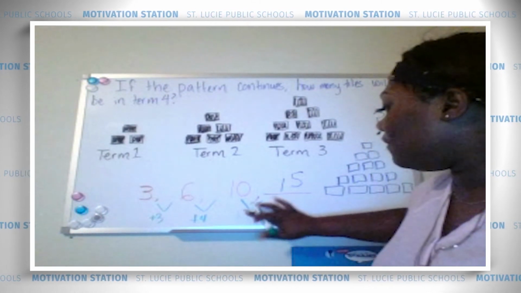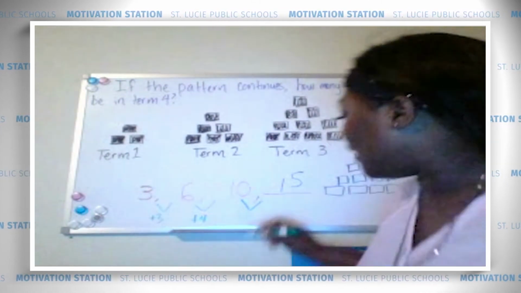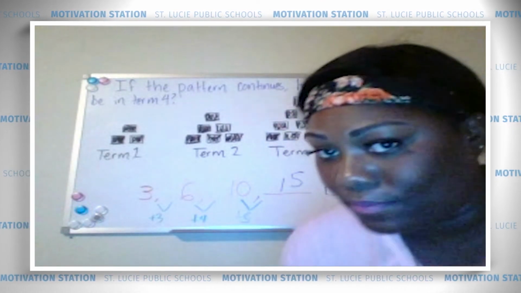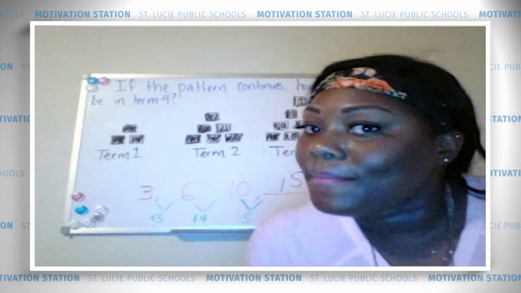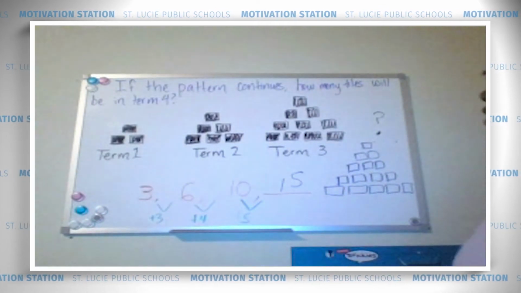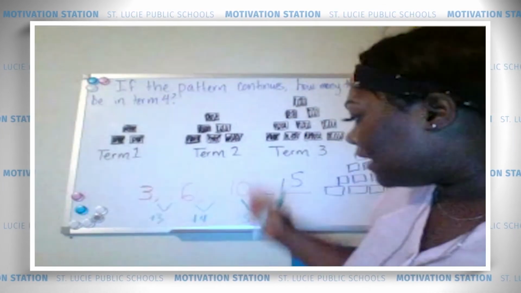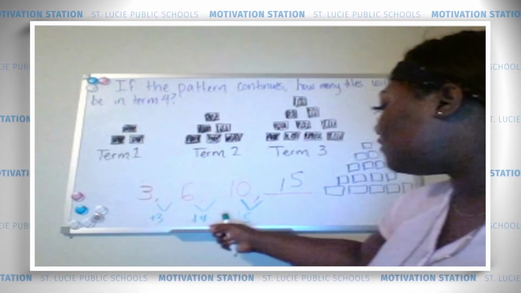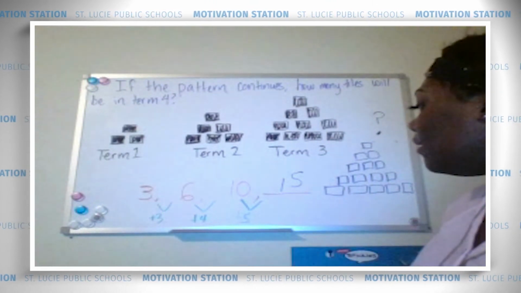it's plus 5. Thank you guys for finding and fixing my mistake. You know, even I make mistakes in math, but fix them, keep moving. So, from one term to the next, it's plus 3, and then plus 4, and then plus 5.